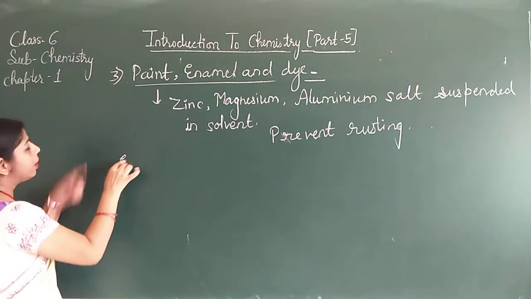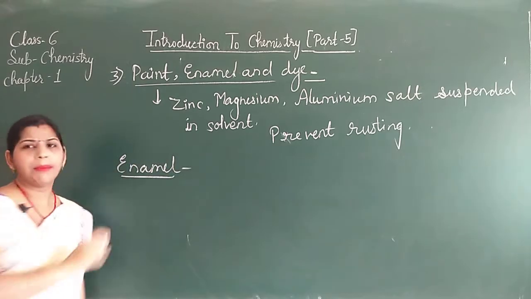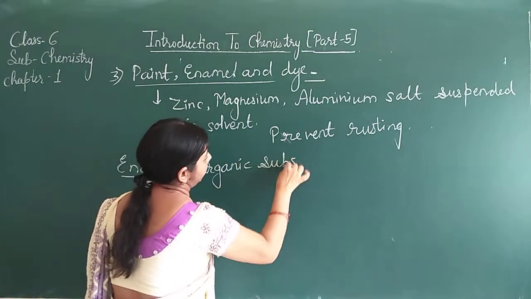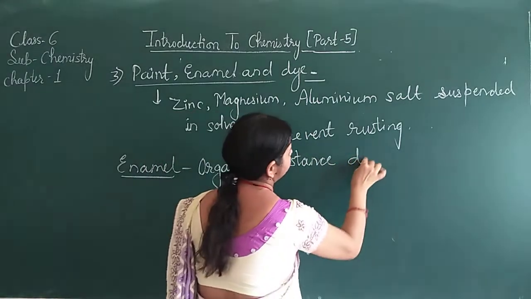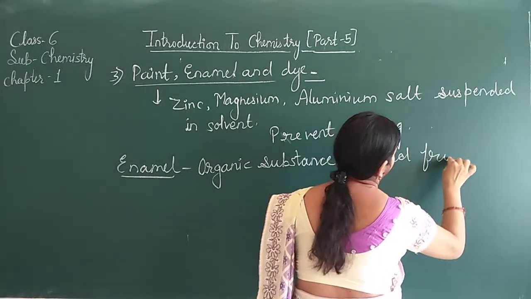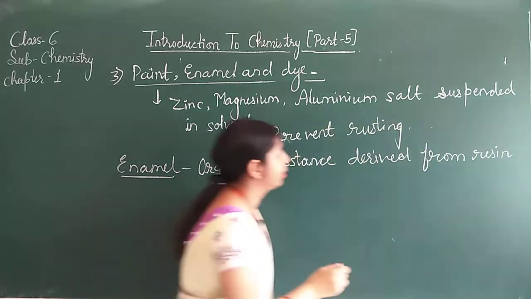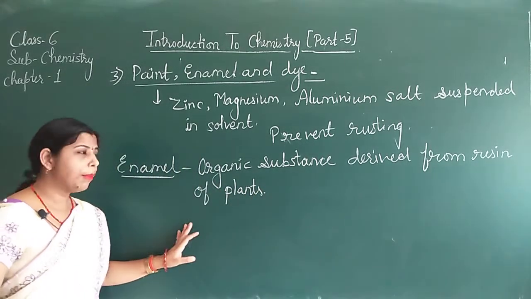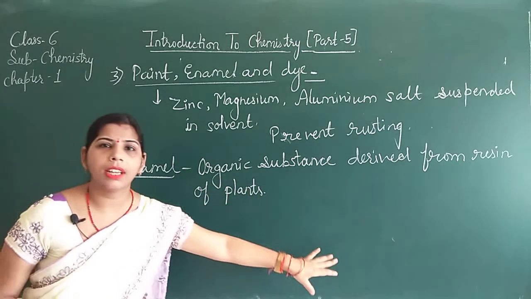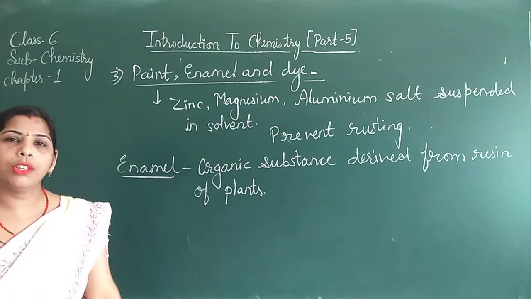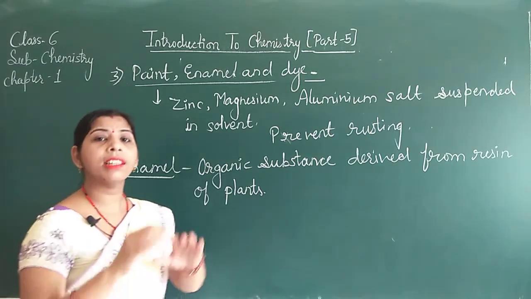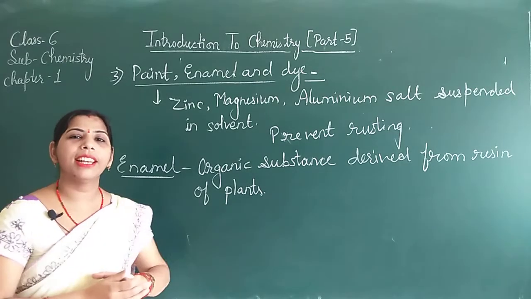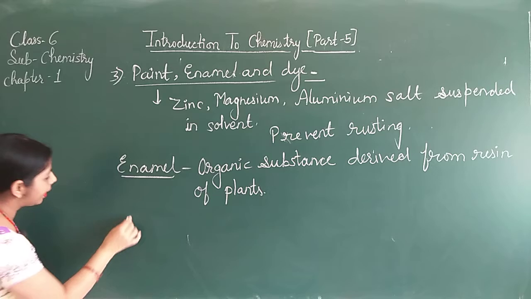Now the next one is enamel. Enamels are organic substances derived from resin of plants. Enamel may contain zinc or it may not contain zinc. Enamel is useful because it helps make things attractive. It also protects the things present in our house and makes them attractive. Now the next thing is the dye.